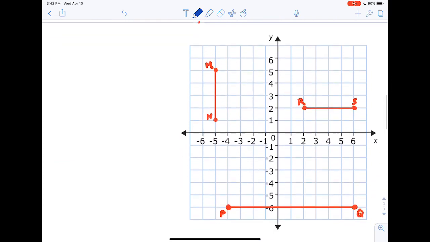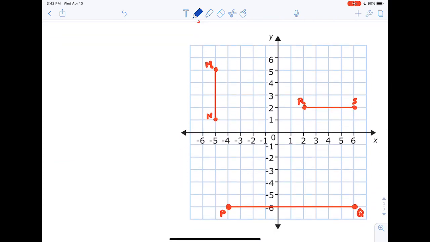Let's look at a couple more. Let's go ahead and look at MN. First thing we're going to do is look at the coordinates. And in some problems, they'll actually give you the coordinates, and then they'll say, how long is that line segment? And in that case, you'll go ahead and plot them if you need to, or just look at the graph and then add them up. So for M, we have -5, 5. For N, we have -5, 1.